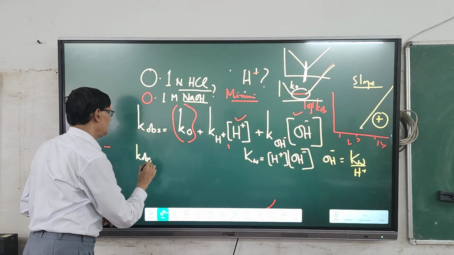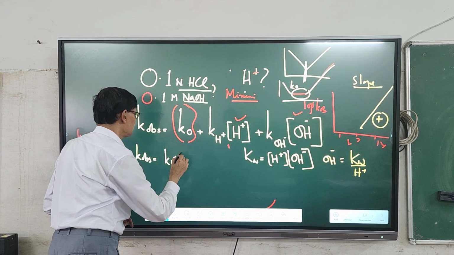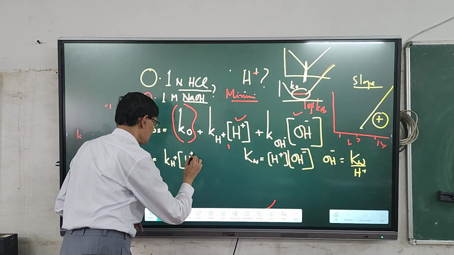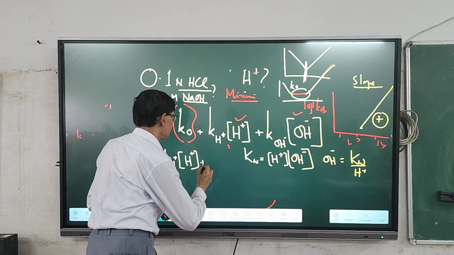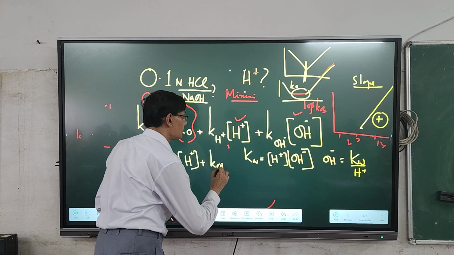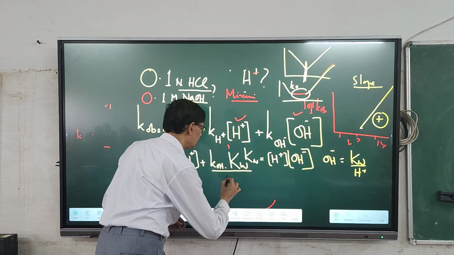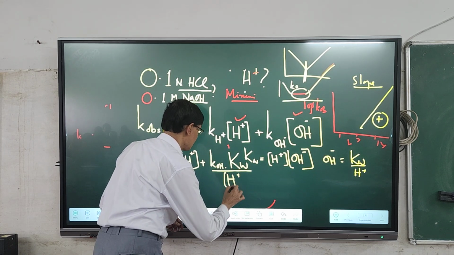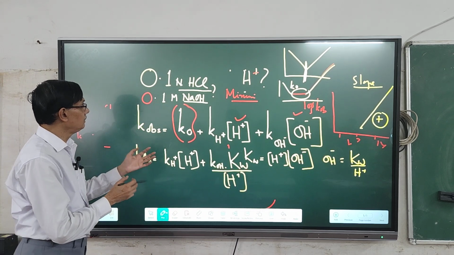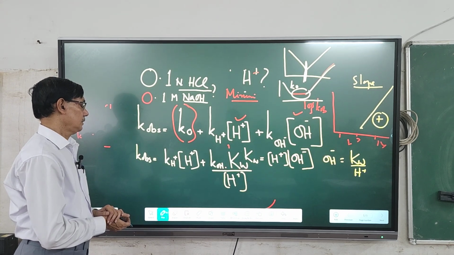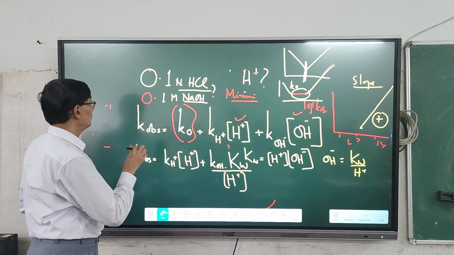Actually, you can eliminate the role of K observed. So I can write KH times hydrogen, because I consume that, then KOH times Kw divided by hydrogen. Now, according to Skarbel, in order to determine the minimum concentration of the hydrogen ion, the left hand part should be equal to the right hand part.